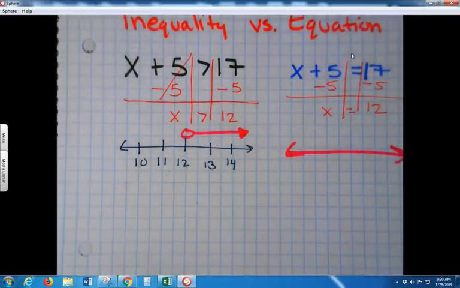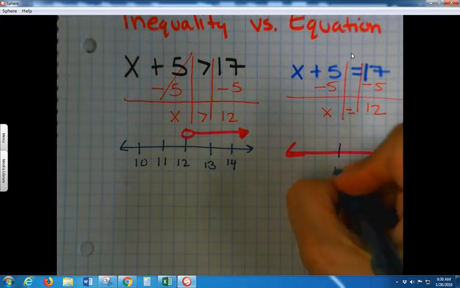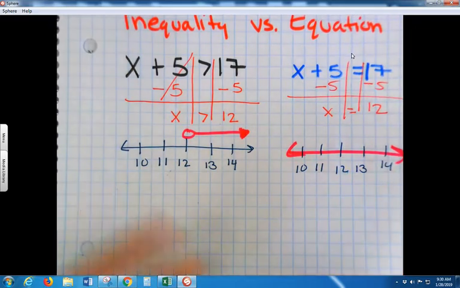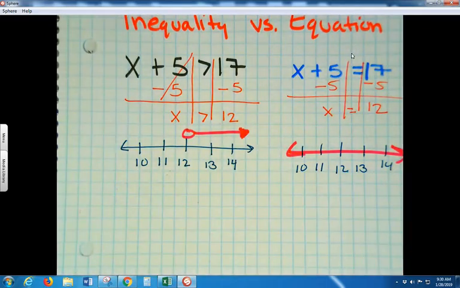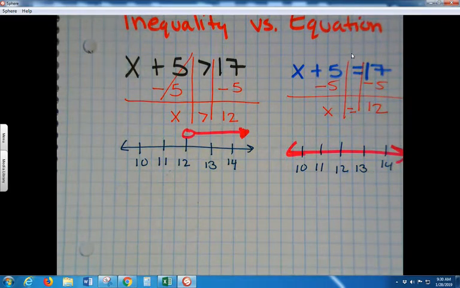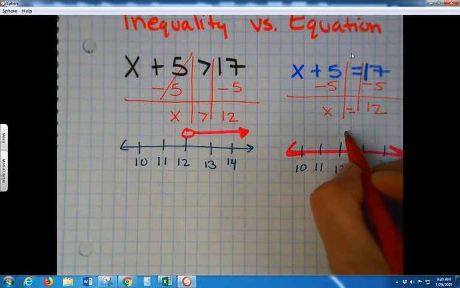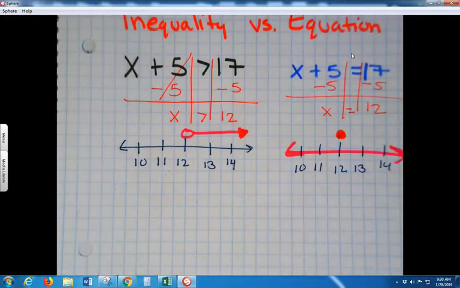So let me set it up again, and then I think I heard someone say it. Same thing, right? Okay. What did someone say? Just plain 12. Open or closed circle? It has the equal to part, right? So it would be a closed circle. I wouldn't go either way. I wouldn't shade, because my answer says x is equal to 12.